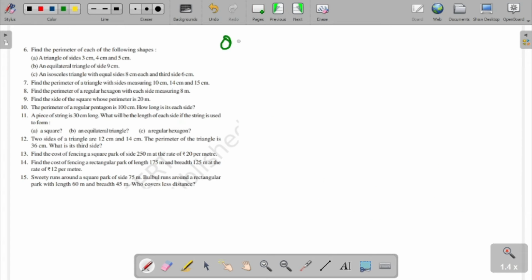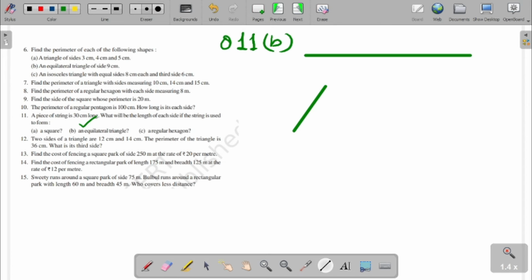Question number 11. In B part, we have an equilateral triangle. That is, the length of the string is 30 centimeter. What we can do? We are making a triangle with this string. So that means the perimeter of this triangle is equal to the length of string.